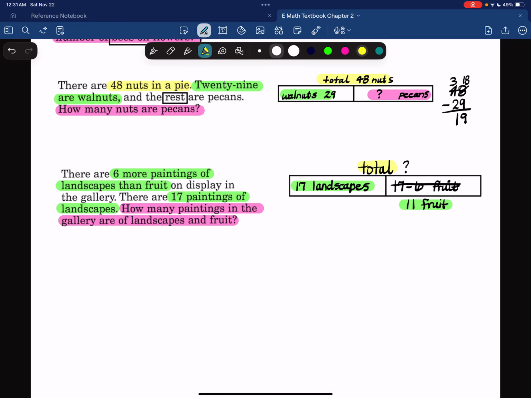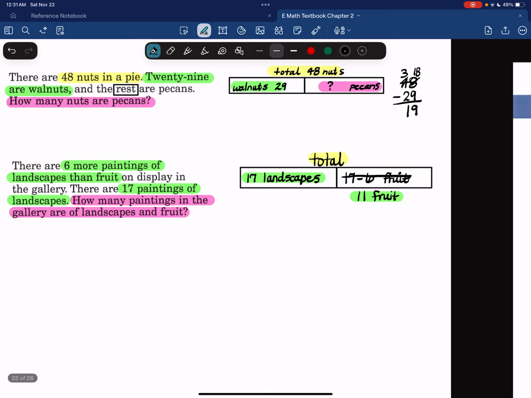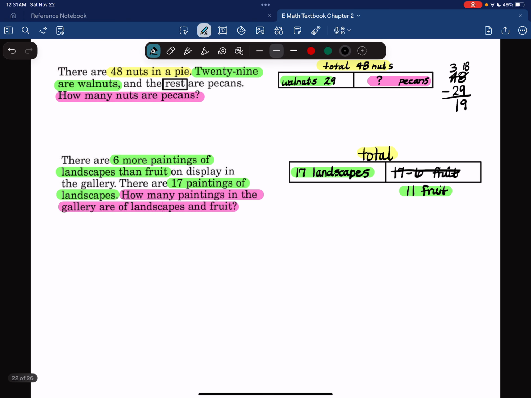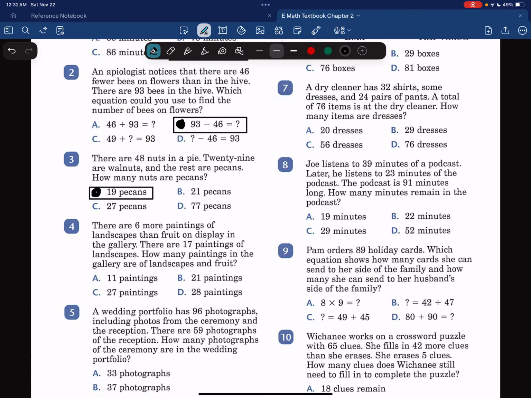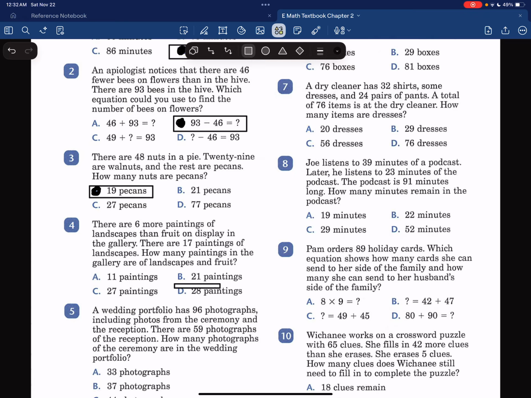So the total of those two would be, this is a multi-step problem. We would have 17 plus 11, and that is 28 total paintings. So my answer would be 28. And I like answer D on this one. D as in dog.